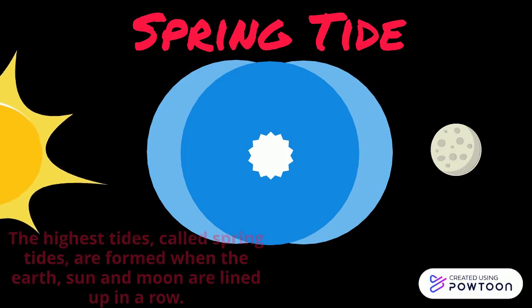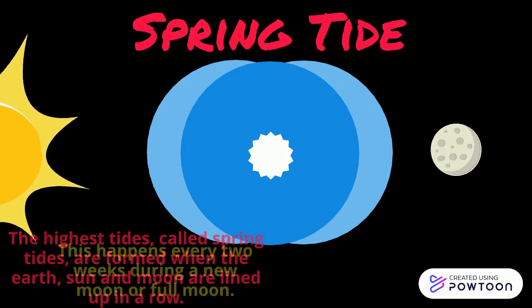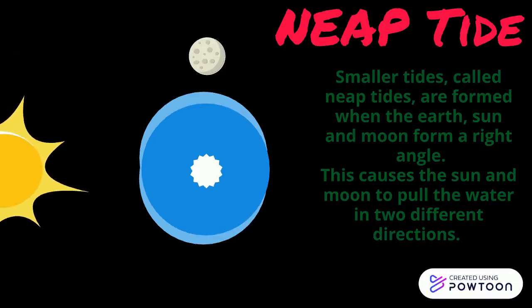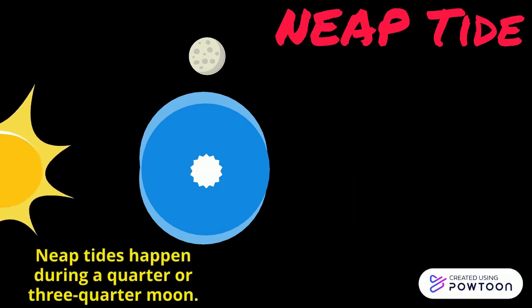The highest tides, called spring tides, are formed when the Earth, Sun, and Moon are lined up in a row. This happens every 2 weeks during a new moon or full moon. Smaller tides, called neap tides, are formed when the Earth, Sun, and Moon form a right angle. This causes the Sun and Moon to pull the water in two different directions. Neap tides happen during a quarter or three-quarter moon.